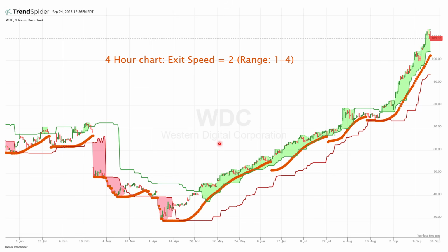So this is still WDC, Western Digital Corporation, but we've changed the configuration. We've gone to a 4 hour chart and we've gone to an exit speed of 2. So the stop should move much faster relative to the progression on daily data. So again, we're starting near the lows of the move, and you see we got stopped out very early on. If you continue, you'd have got stopped out there and stopped out there. So multiple stop outs. But then for this spike move here, you see the stop is much, much closer to the price than on daily data. So it's strictly a matter of whether you want to be a short-term trader within a long-term uptrend.